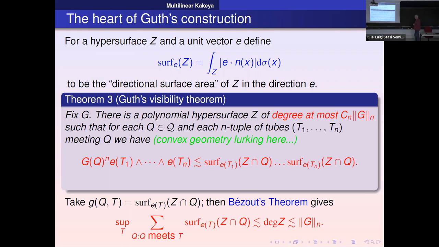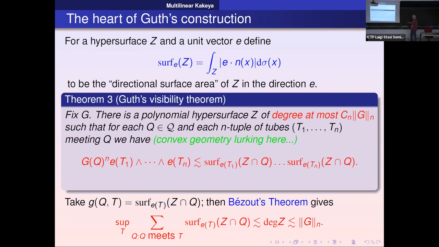The second inequality we want, which is this supremum of the sum of the Q meeting T's of the g_J of Q, T's, follows then from Bezout's theorem, because if you think about summing up over all cubes meeting a tube, and we're looking at these surface area quantities of Z intersect Q, if we sum them up, this is looking at the surface area of Z intersect T. So you've got a tube T, you've got some sort of hypersurface passing through it any number of times. Just take one of the lines parallel to the tube; as you go through that line, you'll pass through the hypersurface a certain number of times. But that number of times is controlled by the degree of the hypersurface. So Bezout's theorem gives you what you need.